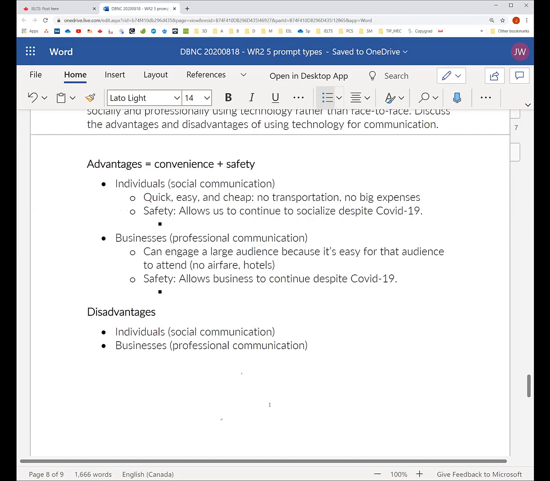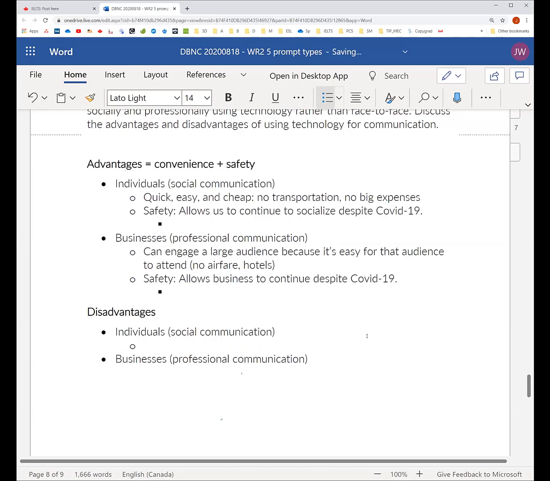Losing the human touch. Sorry, I think I heard Kelly first. Yeah, individual social communication disadvantages. What's a disadvantage either for individuals or for businesses? For individuals there isn't a major disadvantage, which is above internet. Cyber attacks. For individual, yeah.